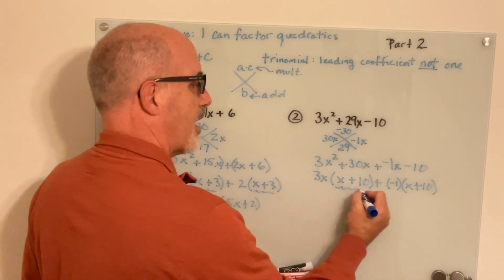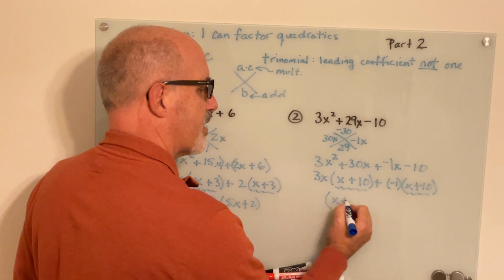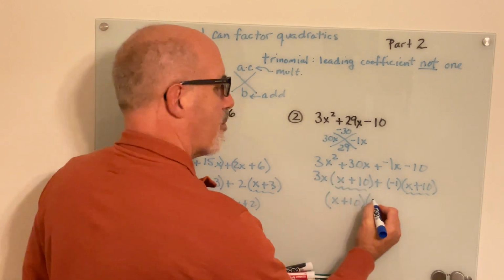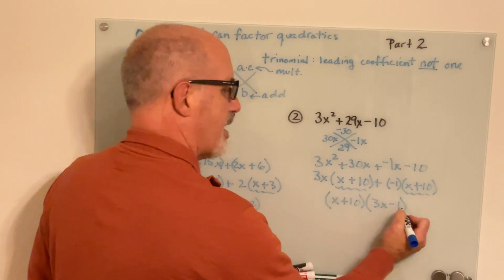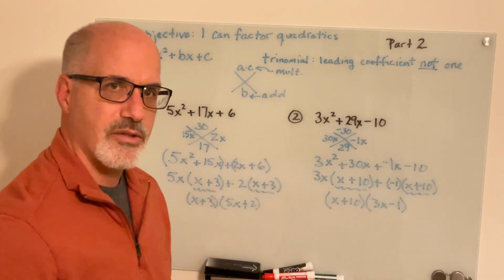Notice there's a common x plus 10 as a factor. I'm going to factor out that entire parentheses. And then I'm left with 3x minus 1, since plus negative 1 is the same as minus 1. That gives me my factorization of the original by splitting up the middle term.